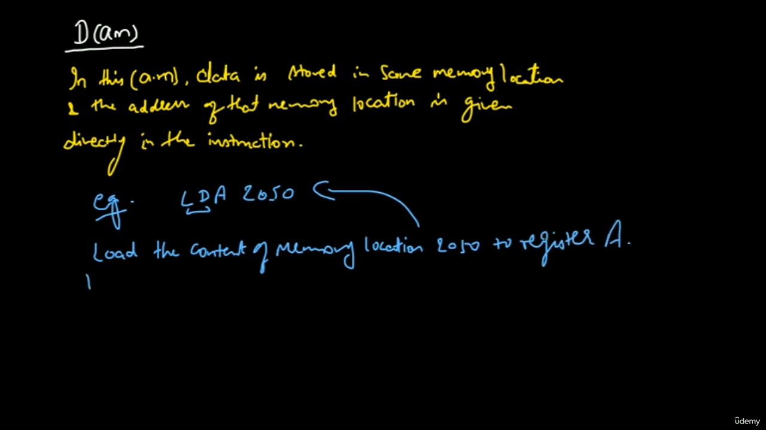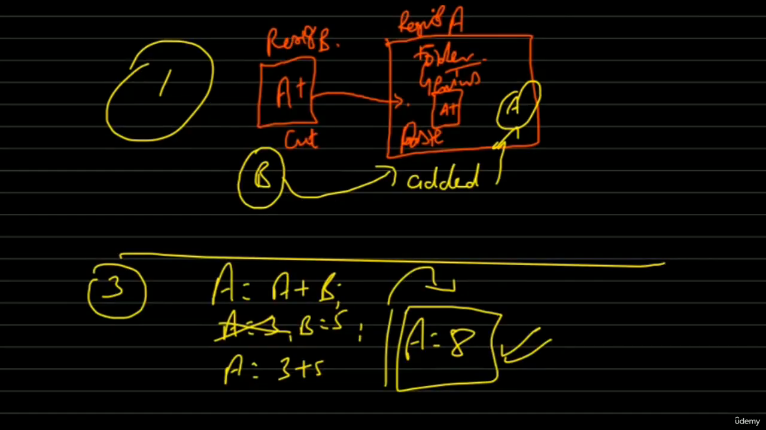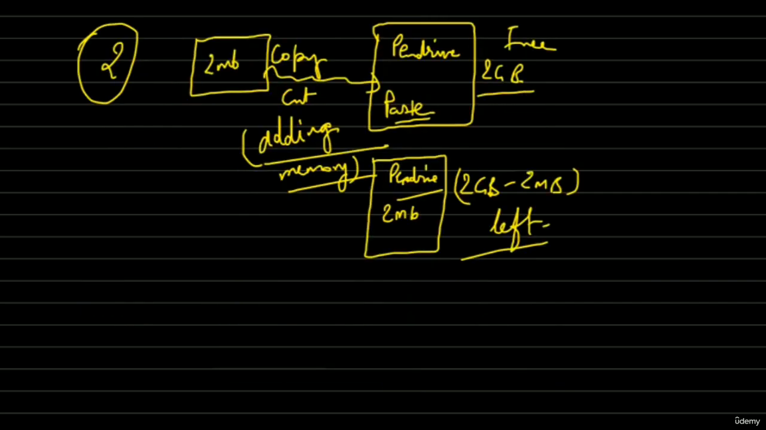So that's what it means. Here the address is given directly in the instruction, that is 2050. So that's what it means. It seems a little bit lengthy, but it's not actually.